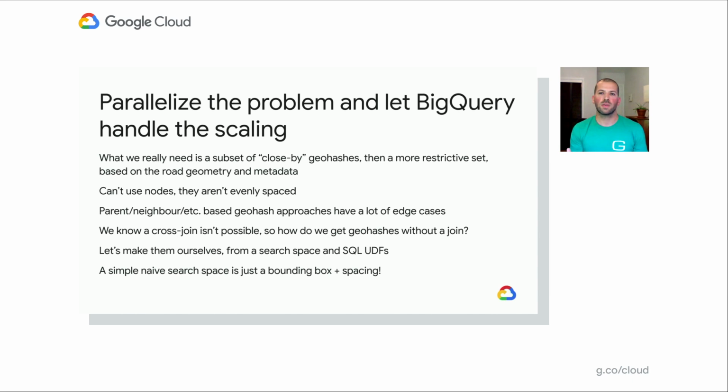We can't just geohash the nodes that make up the ways. Those are unevenly spaced on the road, so we're going to get gaps. We could start with that maybe and look at parent nodes, neighbor nodes, parent neighbor geohashes, etc. But we're going to have a lot of edge cases to deal with there, and those arrays don't scale super well. We know that cross joins aren't going to work. So how are we going to actually do this?